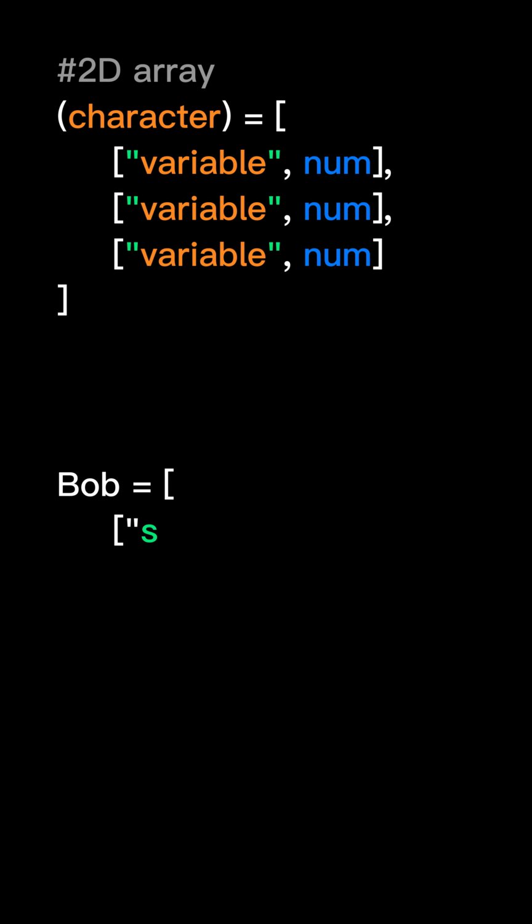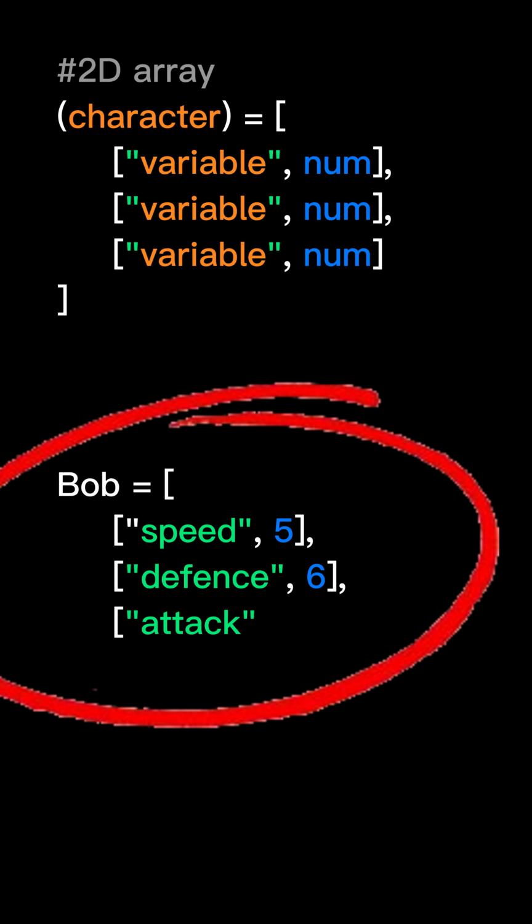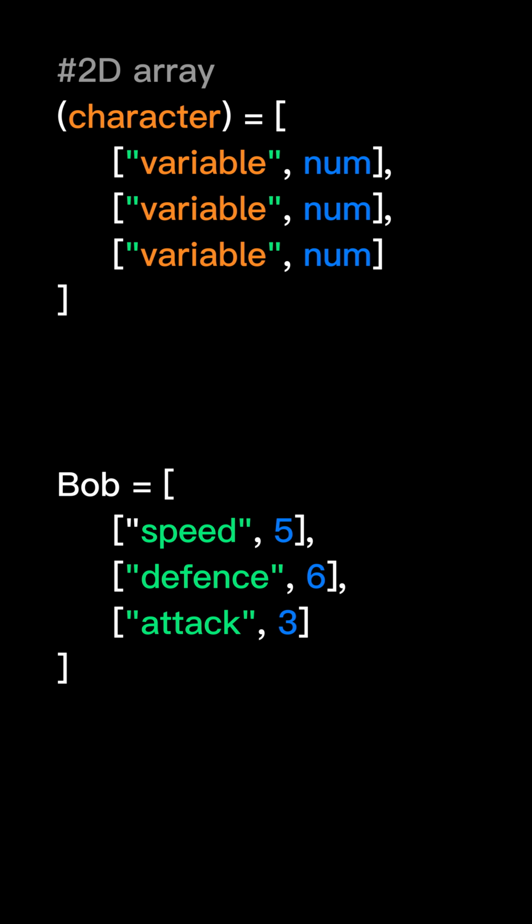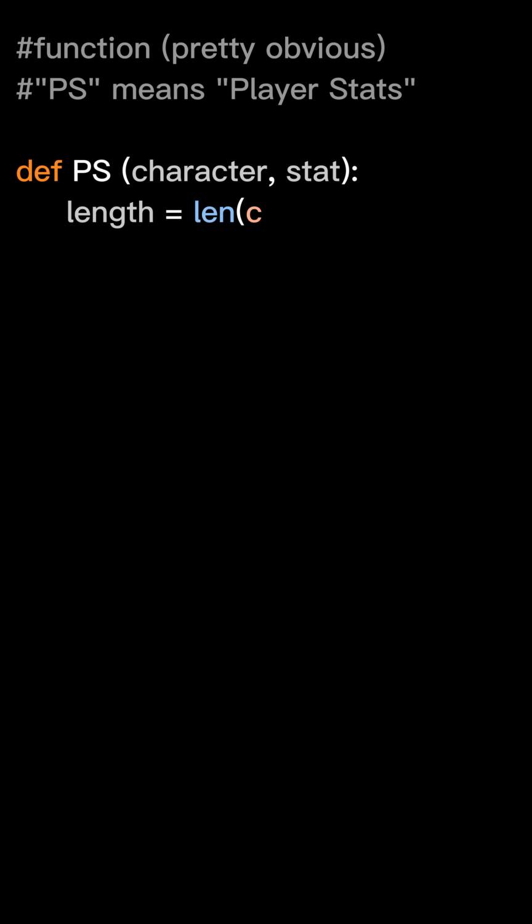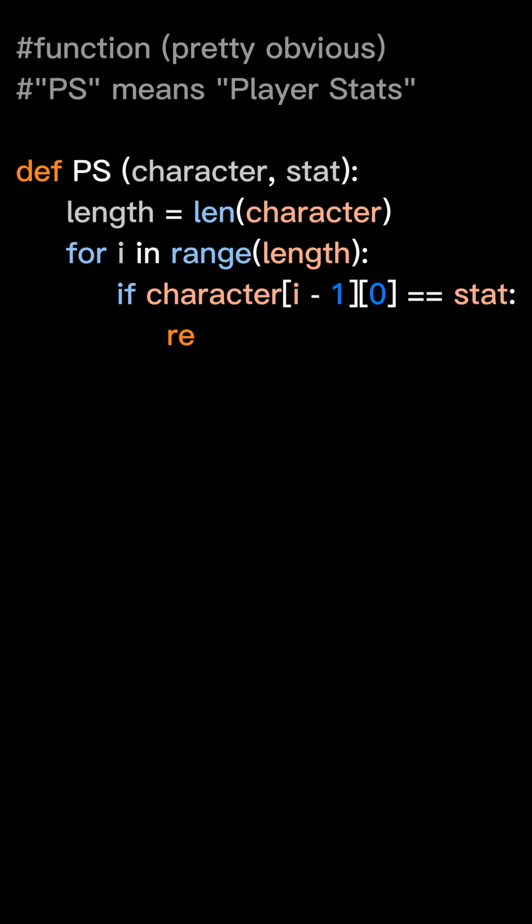As you can see in the list above, we have different attributes such as speed, defense, and attack. They have different values next to them. That's great, but now we need a function to actually use this 2D array properly. This is a basic function here.